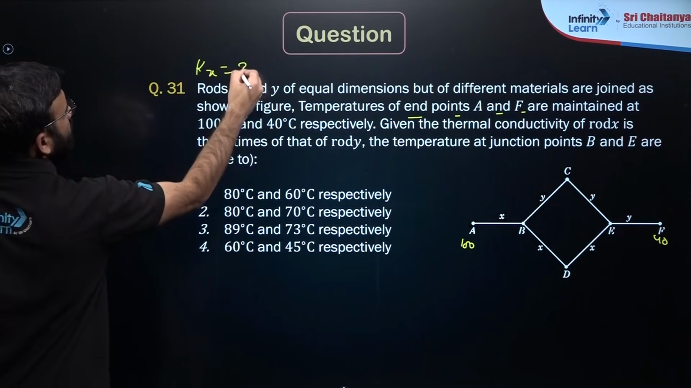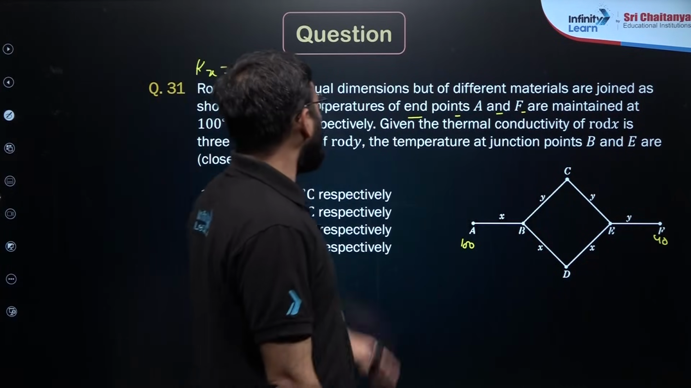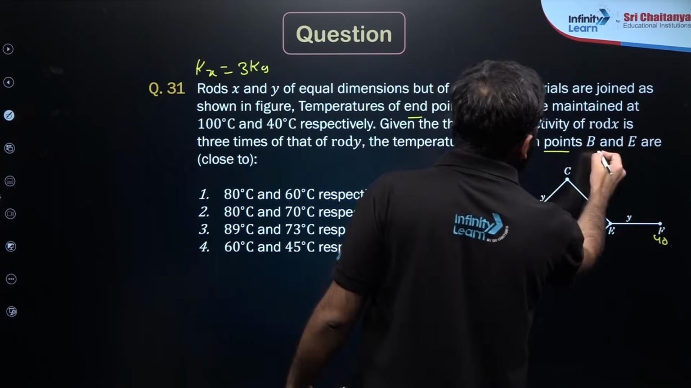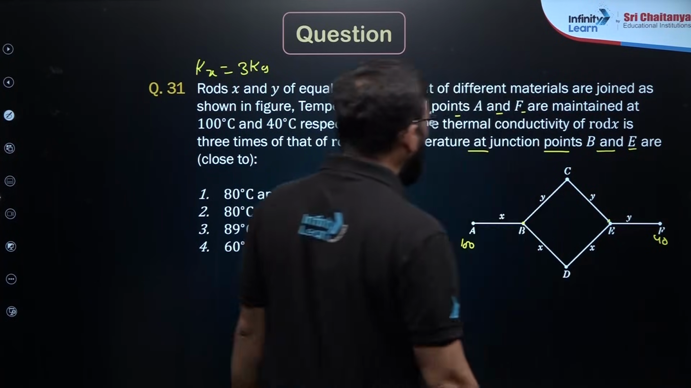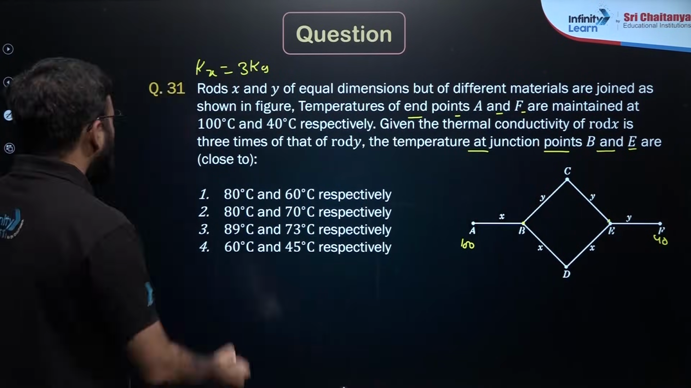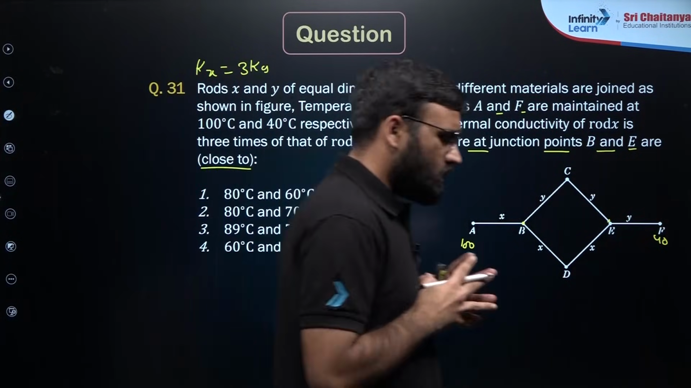Kx equals 3 times Ky, that is given. They will ask what is the temperature of junction points B and E, close to. So we can do the calculation for this one. This question we can solve using the heat current.